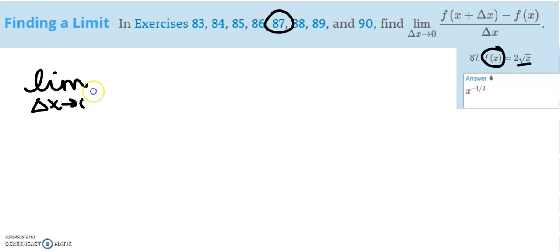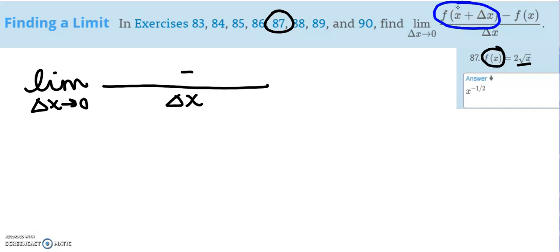Limit as delta x goes to 0. I know I'm going to keep this subtraction sign, and I know my delta x is going to stay on the bottom. The next thing I have to plug in is f of x plus delta x. Well, f of x is 2 square root of x, which means that f of x plus delta x will be 2 square root of x plus delta x, because my input just changed from an x to an x plus delta x.